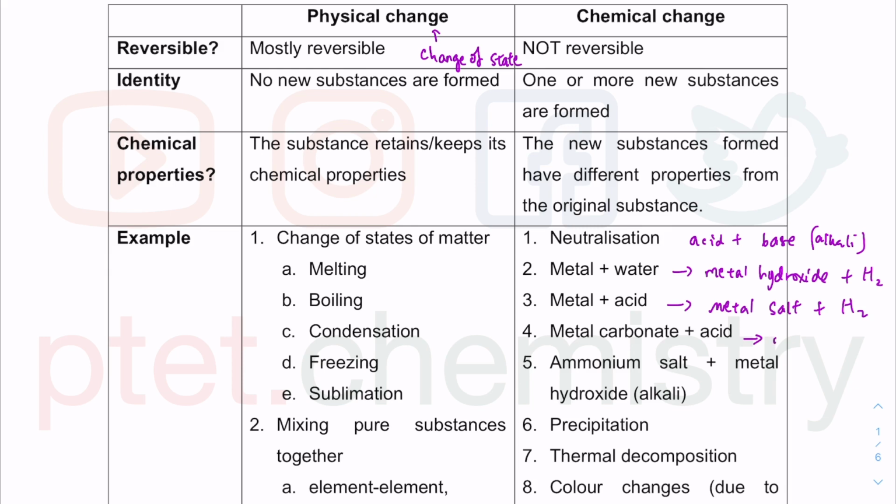Carbonate and acid give you metal salt, and then carbon dioxide, which is CO2, as well as H2O.